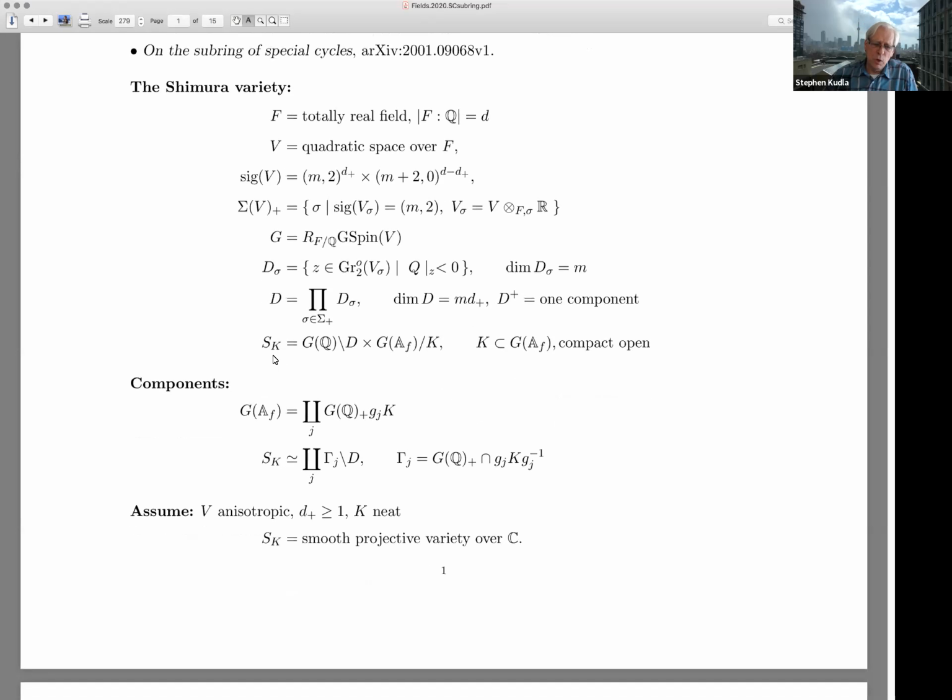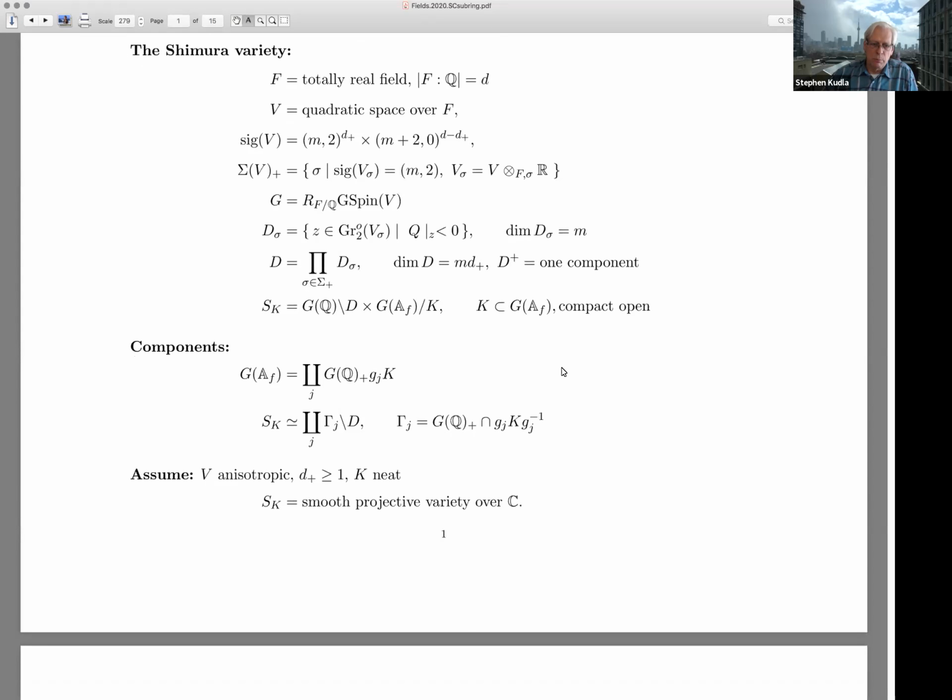And in this case, the Shimura variety, I'm going to really be studying this as a complex manifold. And so I don't really care very much about the field of definition, but you can work it out as some sort of a reflex field depending on this set sigma plus here. I don't care what it is at the moment. Of course, they have models over number fields.